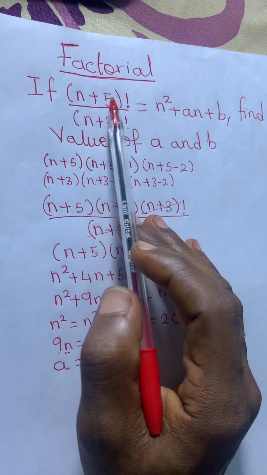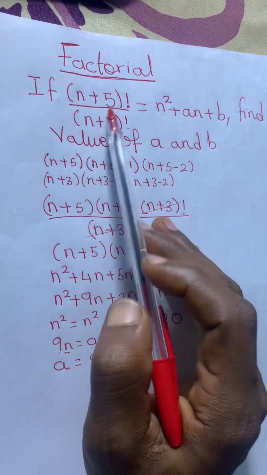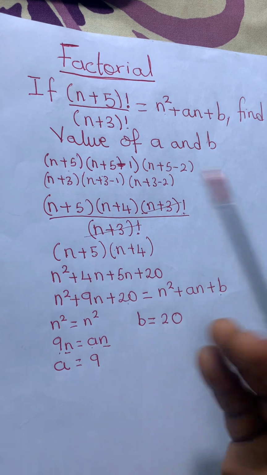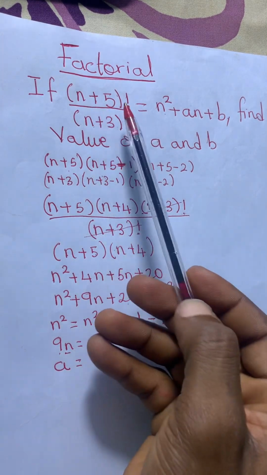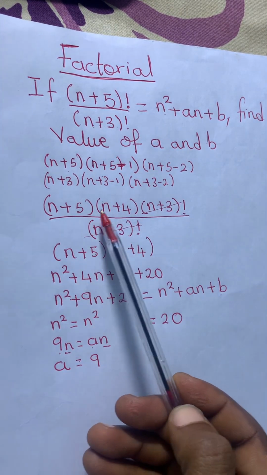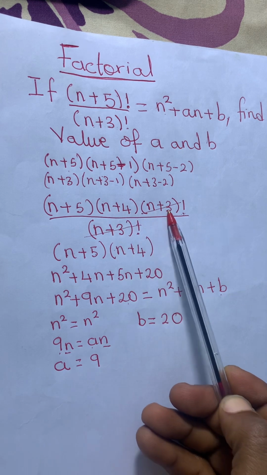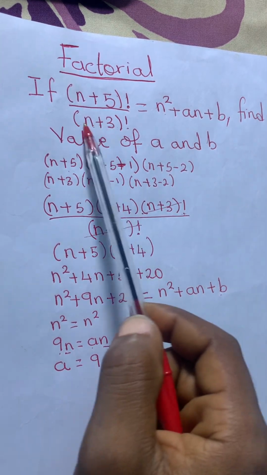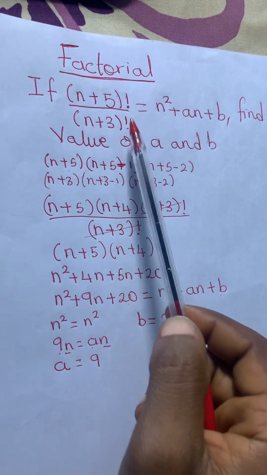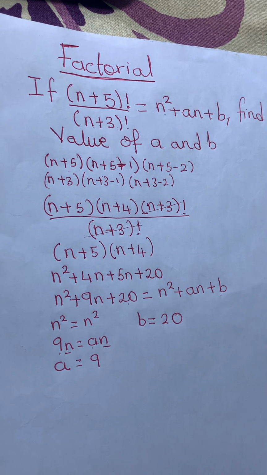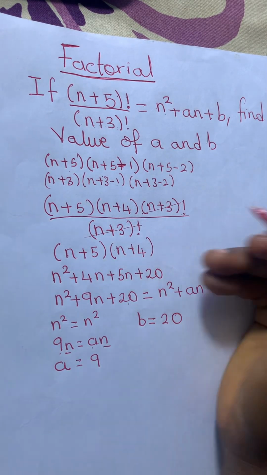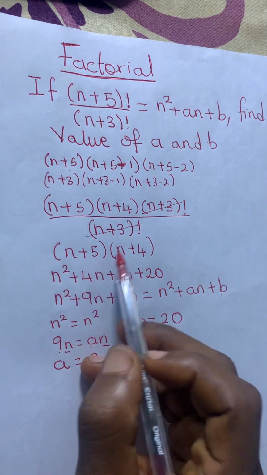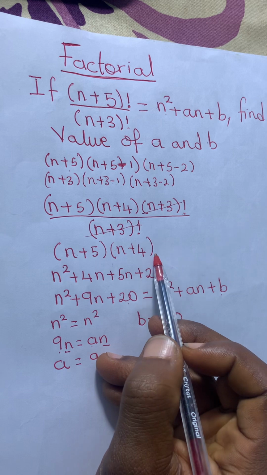And remember, since it's the product of positive numbers from n, that is the given number, to 1, as we move, it reduces. So (n+5)! became n plus 5, n plus 4, (n+3)!. Why? Because we want to cancel out the (n+3)!, which is the denominator. So that's what we ended with, the factorial sign. And then now we had in brackets n plus 5, n plus 4.